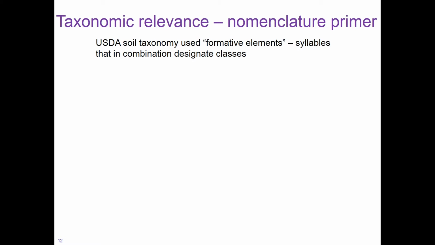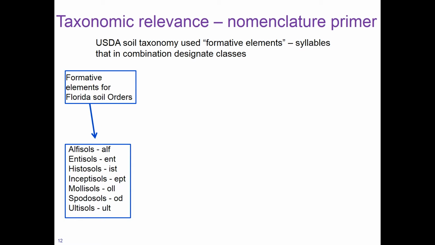To help in communicating taxonomic relevance to phosphorus retention, I'm going to present a brief nomenclature primer. The USDA soil taxonomic system uses formative elements, or syllables that in combination designate classes. These are the formative elements for Florida soil orders. For example, alfisols is ALF, entisols is ENT, histosols IST, and so forth.